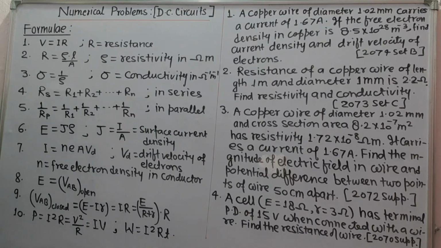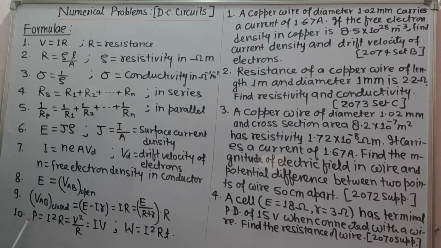Next, in open circuit, terminal potential difference of a cell is equal to its EMF E. But in closed circuit, terminal PD of cell becomes E minus I into r, where I is the current flowing in external resistance R and small r is internal resistance of cell. It is also equal to I into R, where I is E upon R plus r.